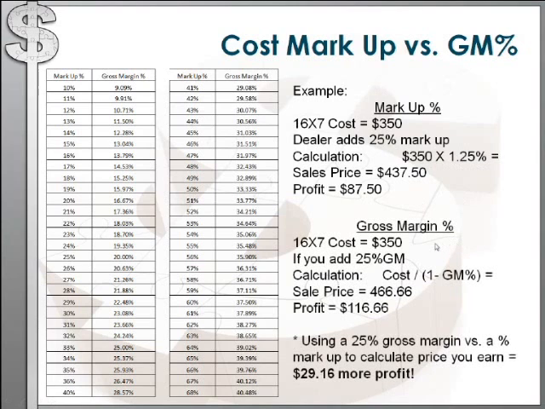In the case of gross margin percentage, that same door costs us $350. We add 25% gross margin, and immediately I know I'm making 25 cents on every dollar of the sale price. But here's the formula. Cost divided by 1 minus the gross margin percentage equals $466.66, a profit of $116.66. Using a 25% gross margin versus a 25% markup to calculate price, you earn $29.16 more profit on that sale.